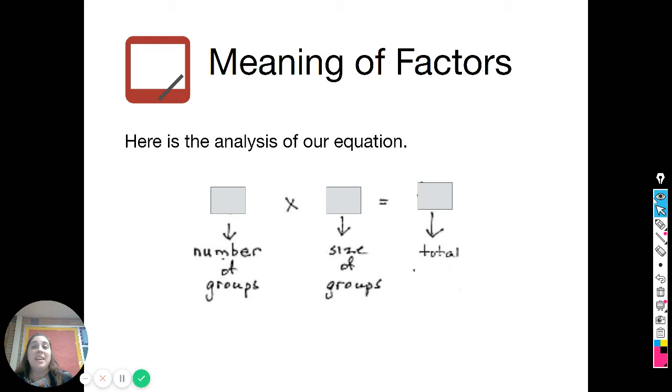Okay, I'm going to give you just a moment to put the equation that we were just working on your whiteboard. Okay, and I want you to put it in the correct order. So first is the number of groups, next is the size of the group, and last is the total. Go ahead and write that equation on your whiteboard and hold it up.